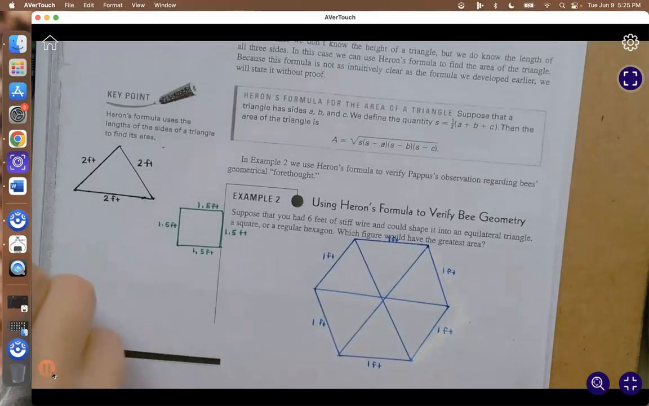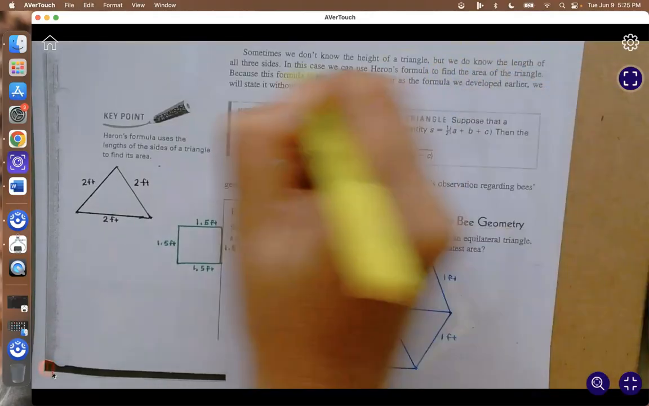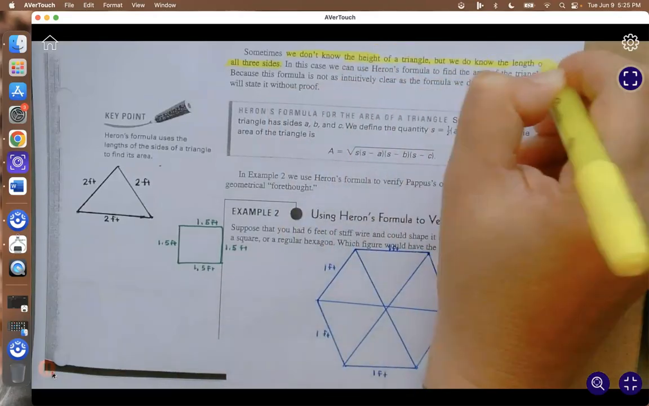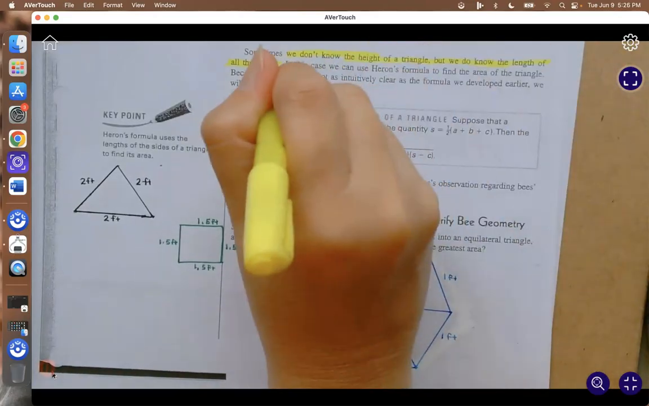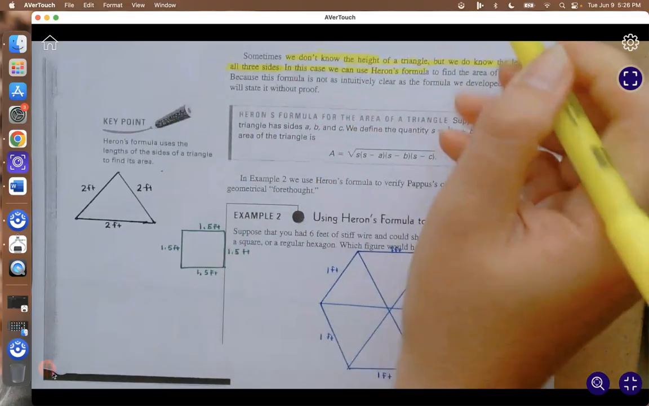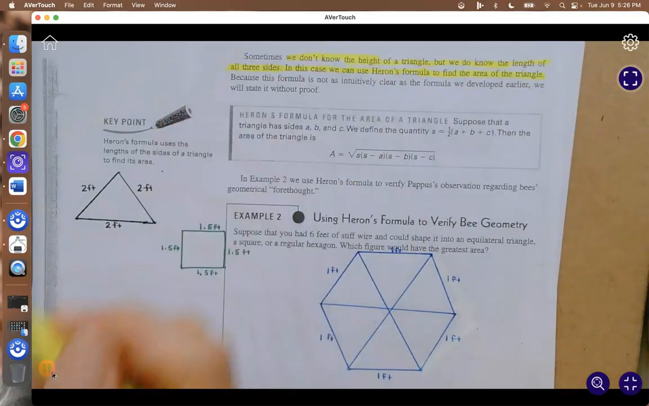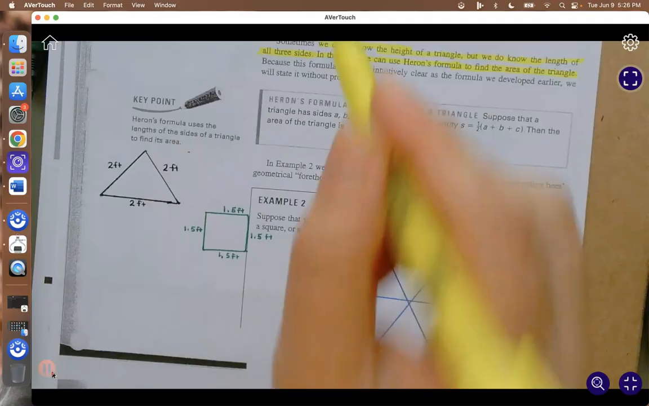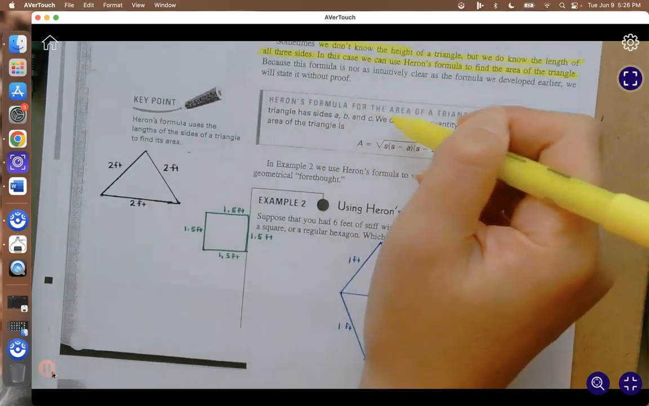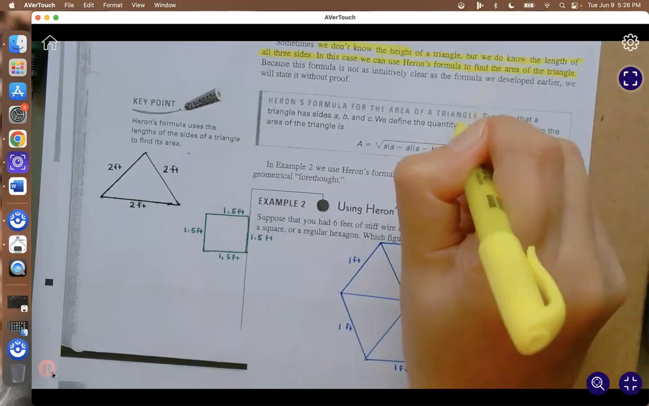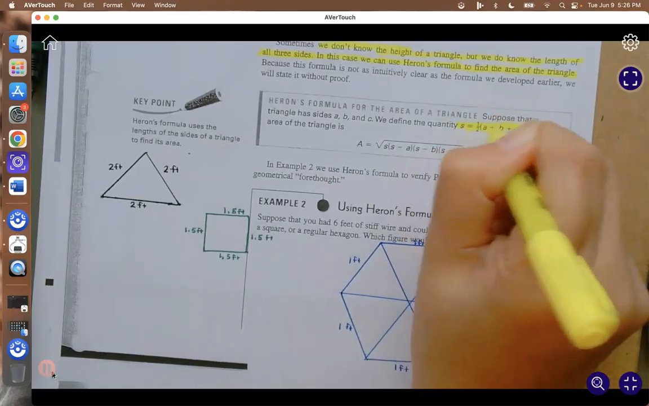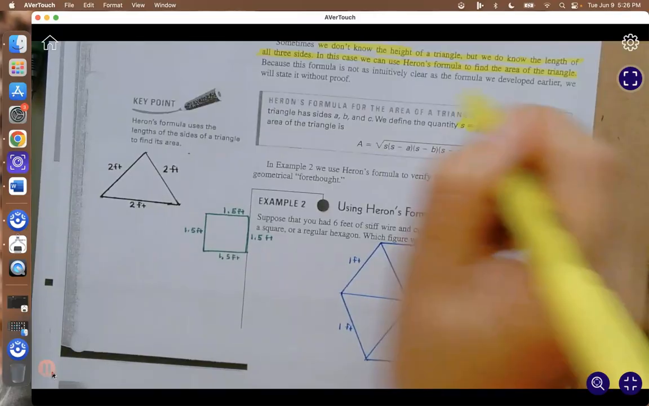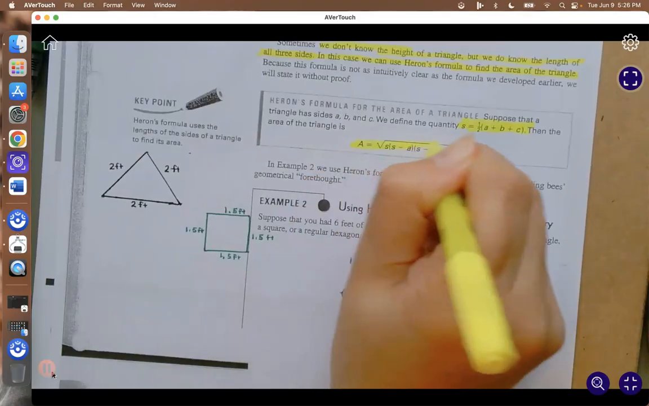Sometimes we don't know the height of a triangle, but we do know the length of all 3 sides. In this case, we can use Heron's formula, and it's nobody's favorite, to find the area of the triangle. But if you only know the side lengths, then this is the way you have to do it. Suppose that the triangle has sides A, B, and C. We define the quantity S equals, so you have to do this first, add up all your sides and cut it in half. So take your perimeter, cut it in half, then plug that number into this formula.